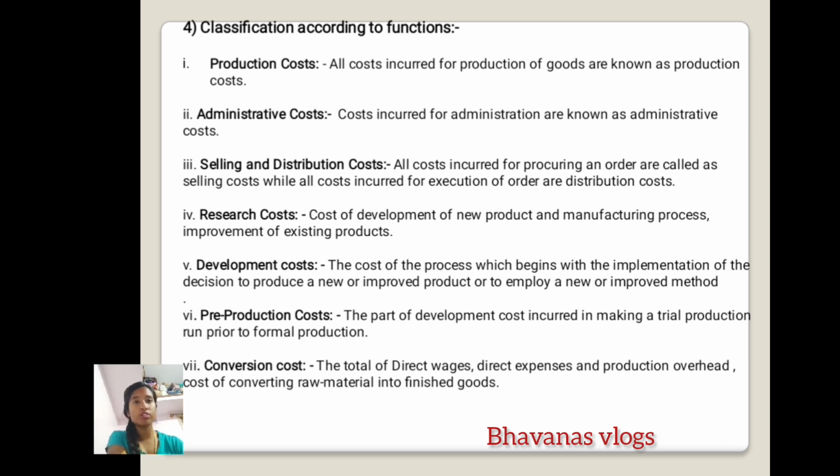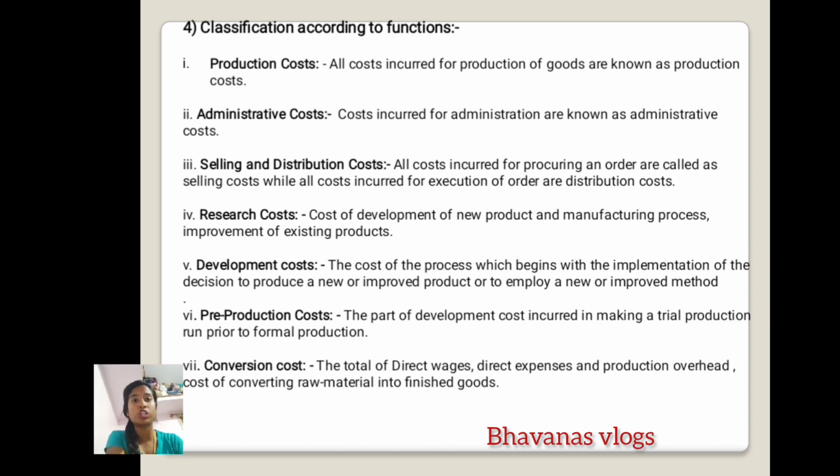In that, the first one was production cost. All costs incurred for the production of goods are known as production cost. Administrative cost: the cost which is incurred in the administration is called administration cost. Any cost that arises in the administration department for the particular product is known as administration cost.